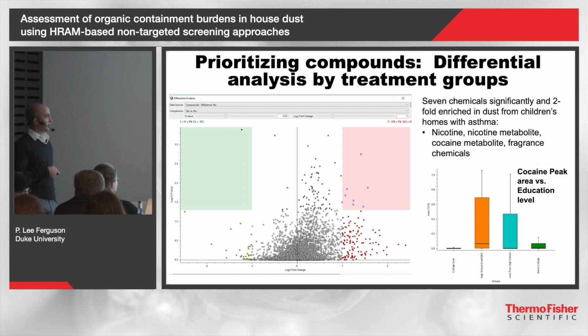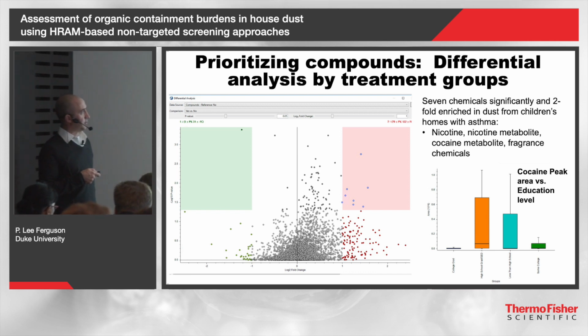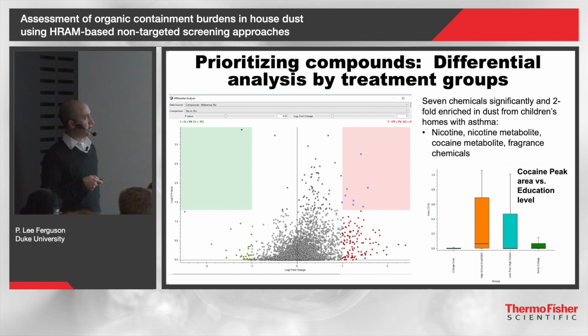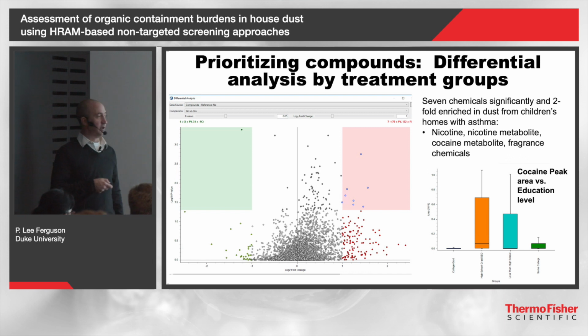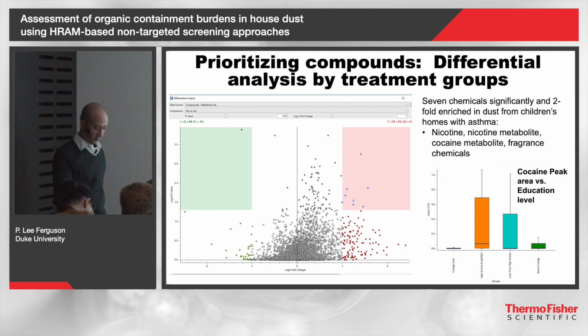We can prioritize as an example. I guess we're going to talk about some statistical tools. We like these volcano plots, the differential analysis. In this case, we had 7 chemicals that were significantly and twofold enriched in dust from children's homes with asthma. So we were looking at basically with and without asthma. So there's these 7 compounds. There's a nicotine metabolite, a cocaine metabolite, and some fragrance chemicals. Now, am I saying that these are causing asthma? No, but these compounds are associated significantly with children's homes which have asthma.